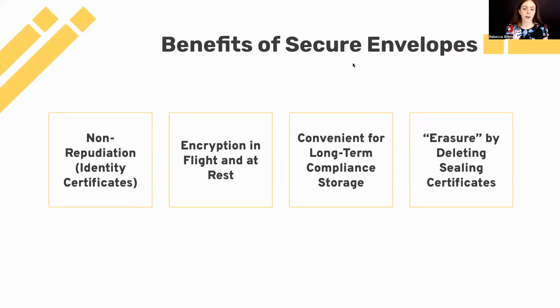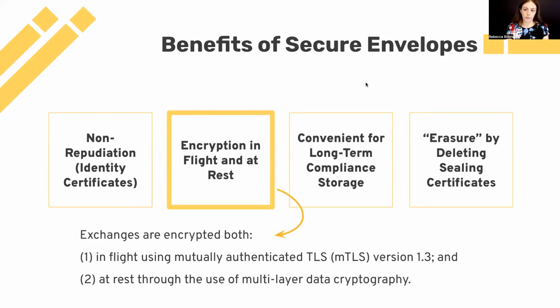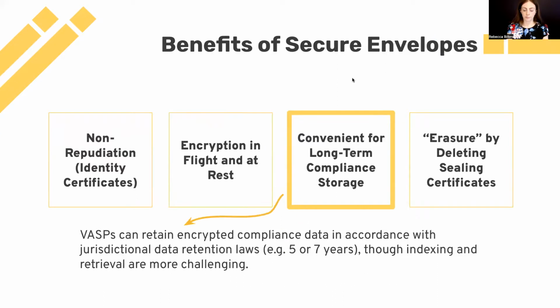Let's talk about some of the benefits of secure envelopes. First, non-repudiation. Timestamps are digitally signed, meaning it is possible to cryptographically prove that both parties have identical compliance information exchanged at the time of the transaction. Another benefit of secure envelopes is encryption, both in flight and at rest. Exchanges are encrypted in flight using MTLS, and at rest using both symmetric and asymmetric encryption.